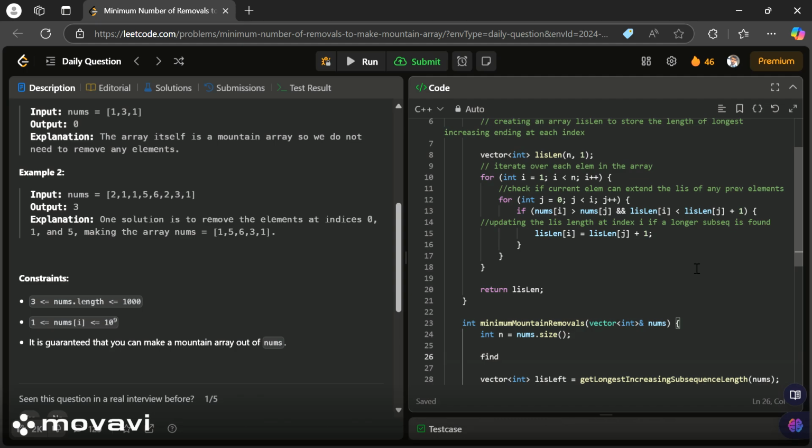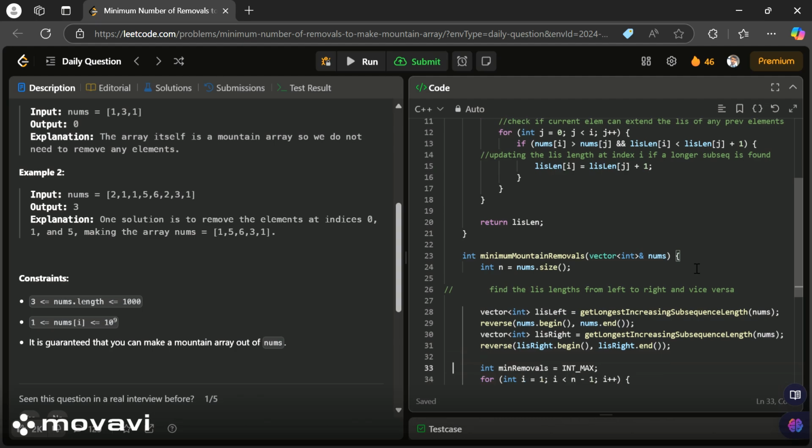5. Finding the minimum removals. We iterate through all potential peaks and choose the minimum number of removals. Code walkthrough. Insert code with clear explanations, highlighting key points.